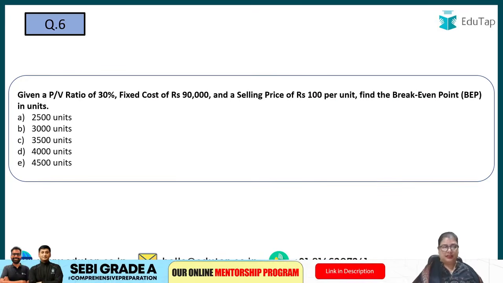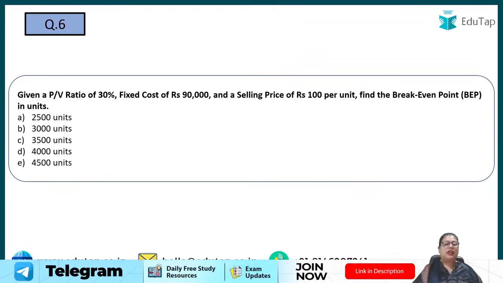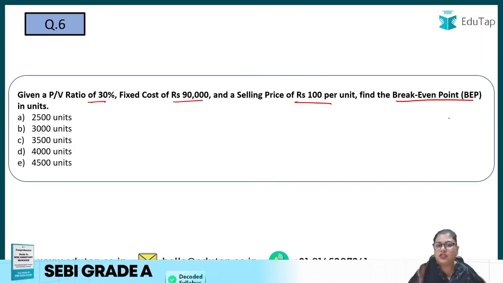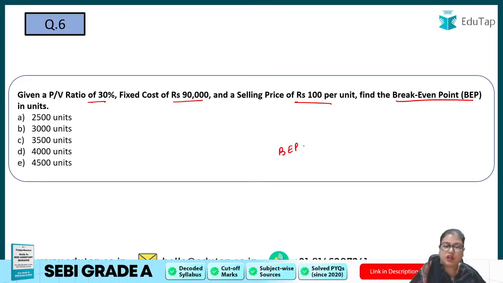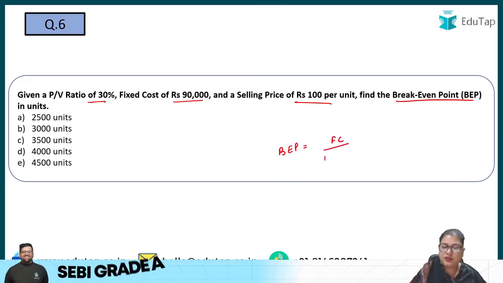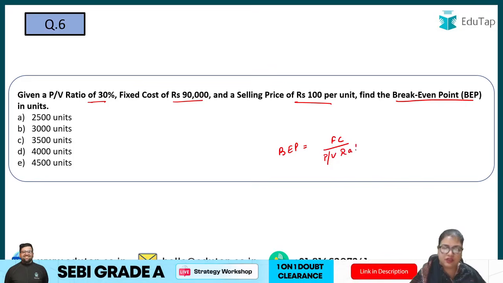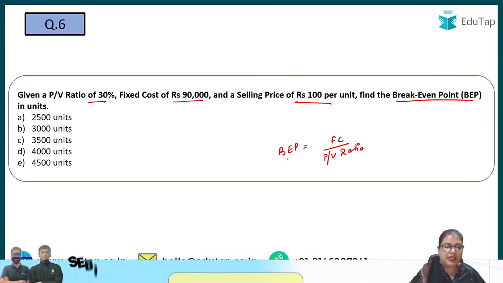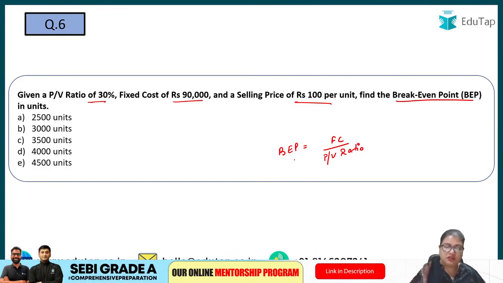So question number 6. Question number 6 is again formula based. Given a PV ratio of 30%, fixed cost is given to you, selling price is given to you, 100 per unit. You have to again calculate the break-even point. In the previous question, break-even point was given to you. Now PV ratio is given to you. Again, it is easy. Now we have to calculate the break-even point, right? So how will you calculate? Fixed cost upon PV ratio. The formula is almost the same. You just have to see how you organize it. So break-even point is equal to fixed cost upon PV ratio. This will give you the answer in rupees, right?